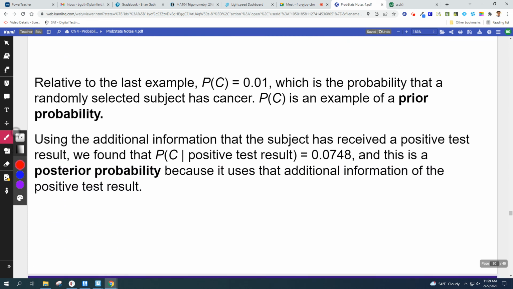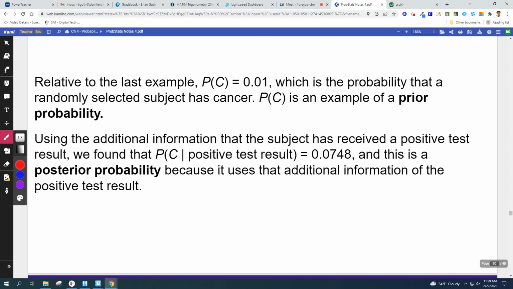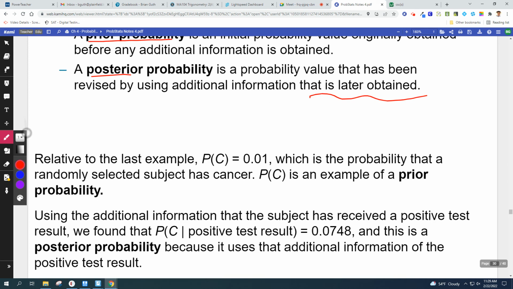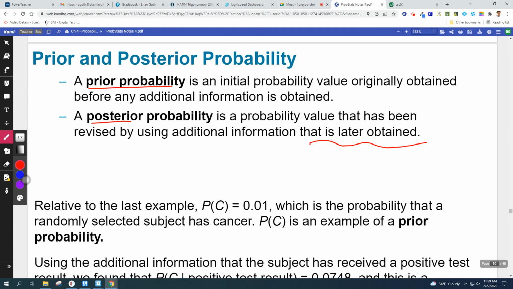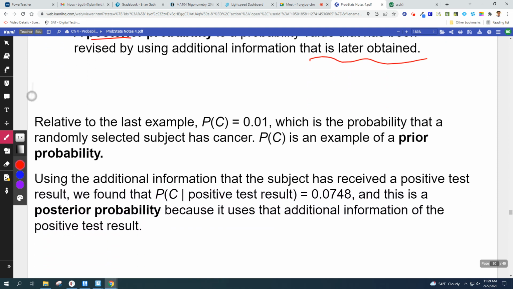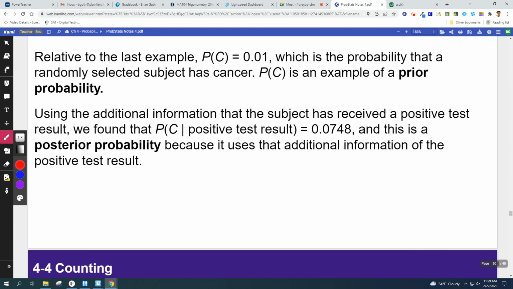Relative to the last example, probability of cancer is 0.01 or 1%, which is the probability a randomly selected subject has cancer. This is an example of a prior probability. Go back and look at the definition. Obtained before any additional information is obtained. Using the additional information that the subject has received a positive test result, we found the probability that C given positive test is 0.0748, and this is a posterior probability because it uses that additional information of the positive test result.